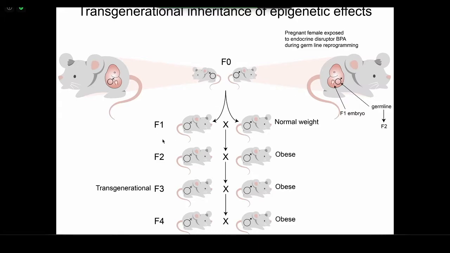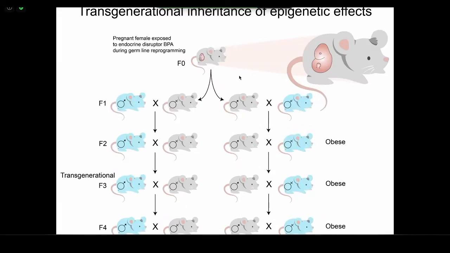And as Mike also mentioned, for other exposures, the F1 generation seems normal, and we follow obesity, and so we follow the weight. This F1 generation has normal weight. The F2 generation is obese, and the F3 and F4 generations are also obese. And so these crosses are crosses between a mouse that came from an exposure in this female and another mouse that came from an exposure from this other female.